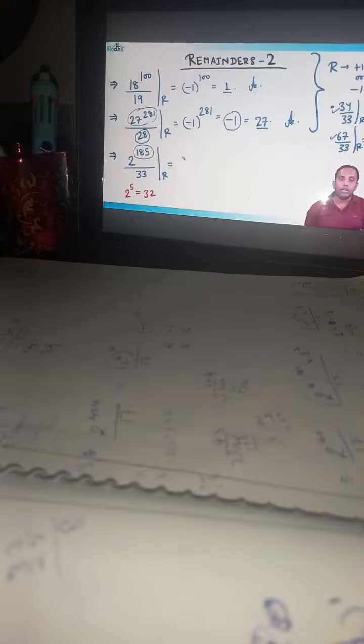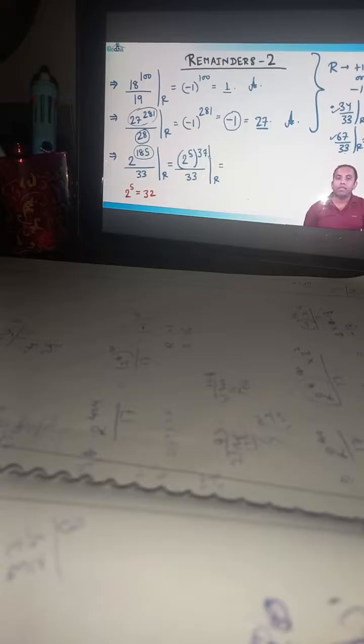So how should I write it? 185 should be written as 2 raised to 5 times something. Now what is 185 by 5? Dividing by 5 is very easy. Just double the number: 185 doubled is 370, and put a decimal before the last digit. So 37. So 5 into 37 is 185.